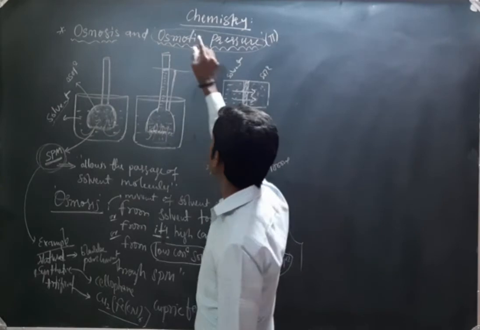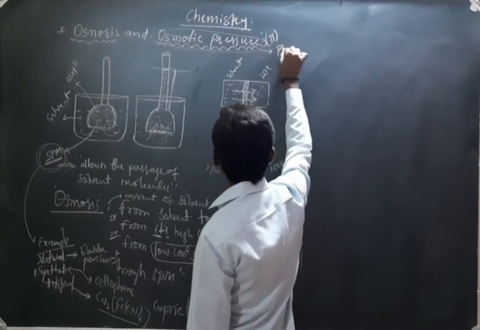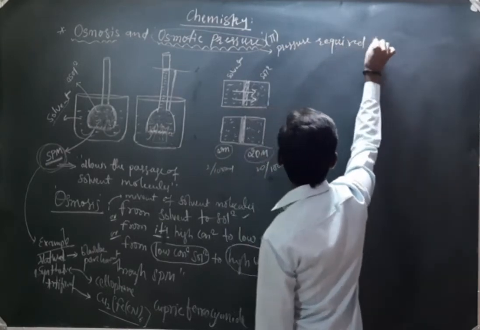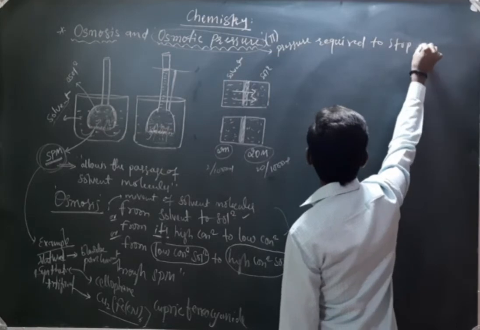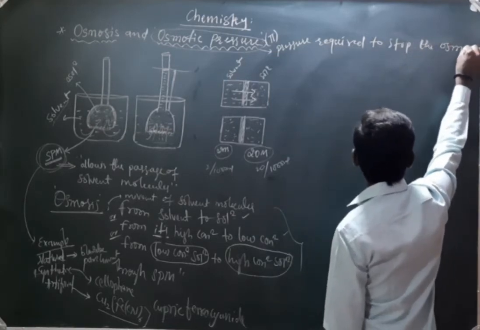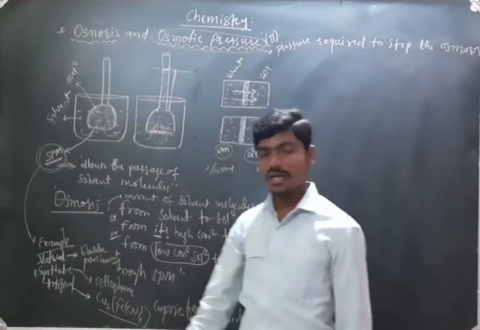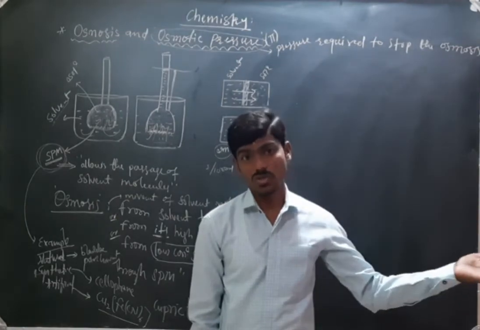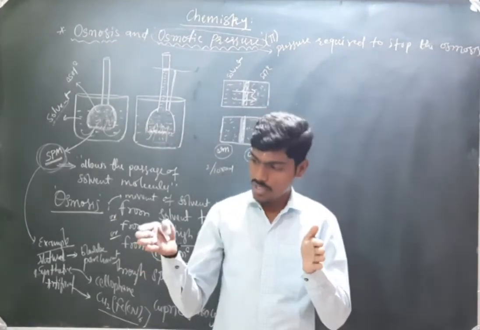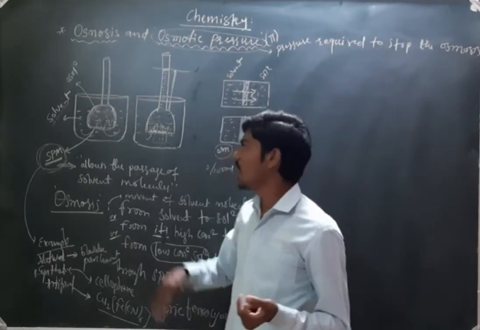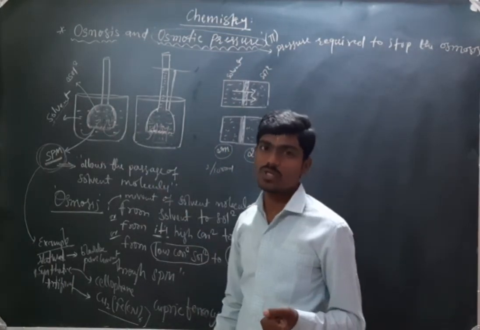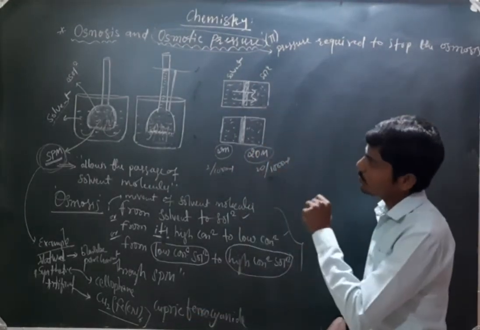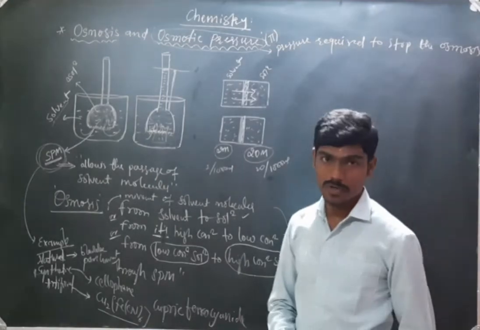Osmosis definition and osmotic pressure definition. So it is the pressure required to stop the osmosis, or the pressure which is applied on the solution side to stop the inflow of solvent molecules, or to stop the movement of solvent molecules from solvent to solution, is called osmotic pressure. Now the most important thing: osmotic pressure is a colligative property, we are saying.